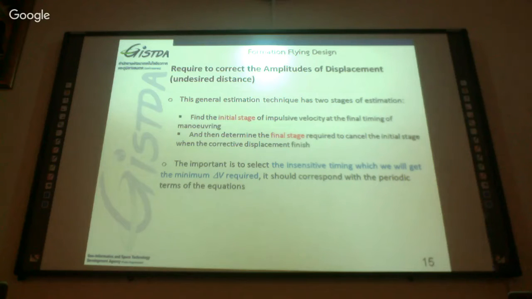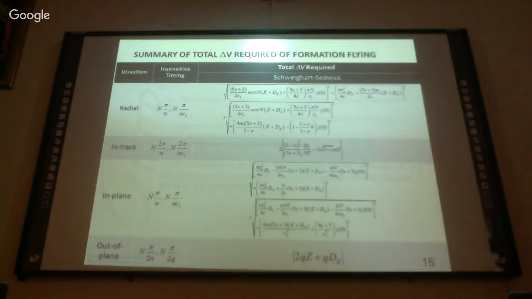I need to skip this method, how to get that. As I want to show, this is the table of the total delta V requirement of the formation flying. Anyone who wants to know more, I can present about this.